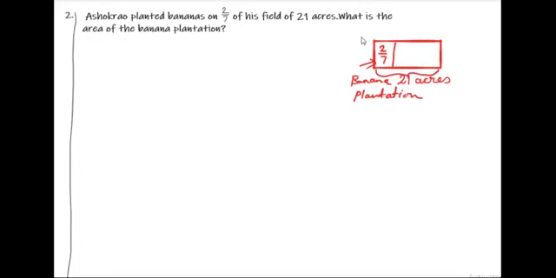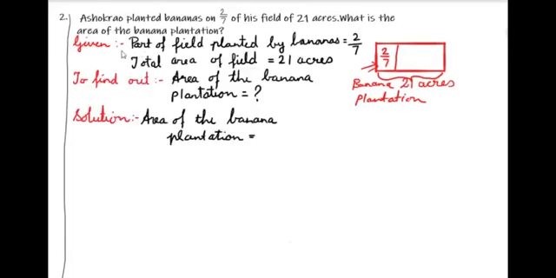Now what are they asking us to find out? What is the area of the banana plantation? So you have to find this area, meaning you have to find it in acres. First we will write the given. The part of field planted by bananas is equal to 2 upon 7. Second thing given is 21 acres, that is the total area of field. So second given, total area of field is equal to 21 acres.